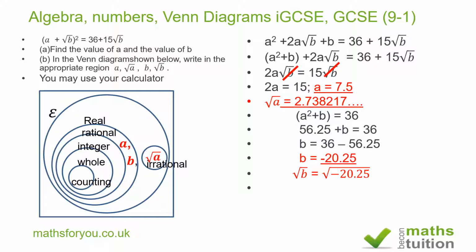Now, the square root of b is the square root of minus 20.25. Now, you cannot write the square root of minus 20.25 on the number line, and therefore the square root of minus 20.25 is not a real number. It is an imaginary number, so it will go in there.